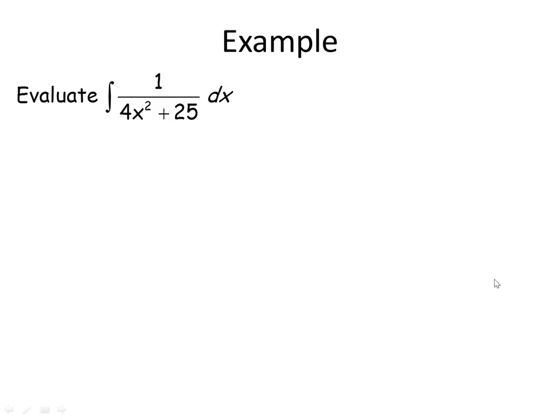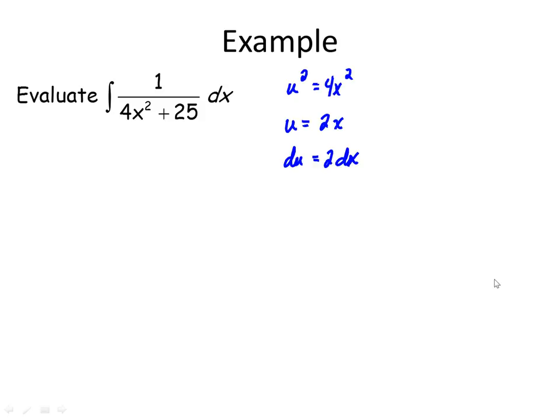Which formula do you want to be your goal? First, second, or third? Yeah, it's going to be the second formula. So what is u squared? 4x squared. So what is u? 2x. So what is du? 2 dx.